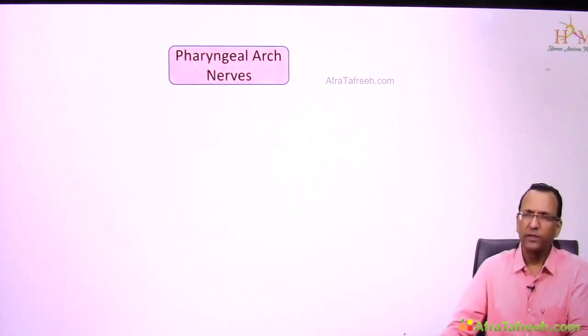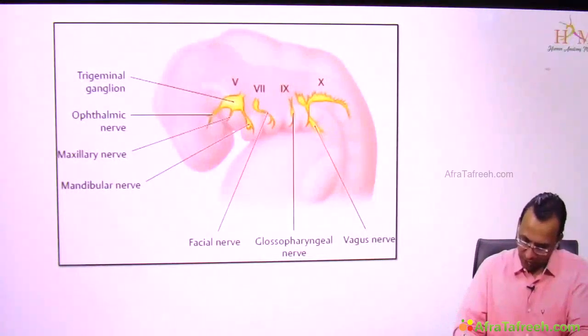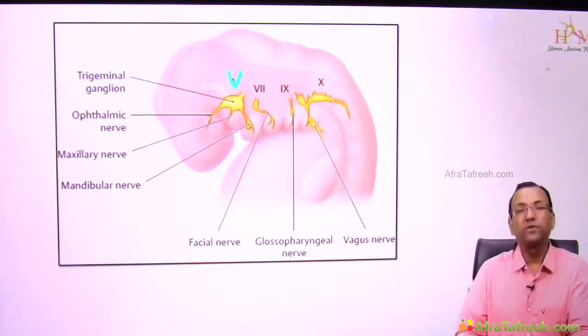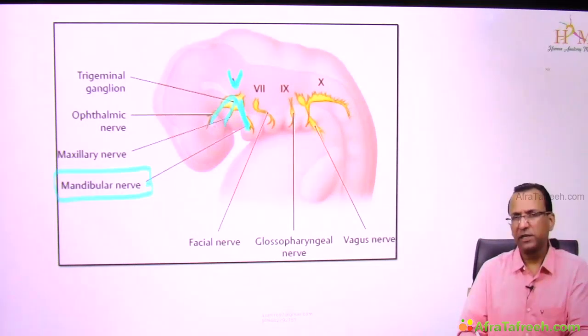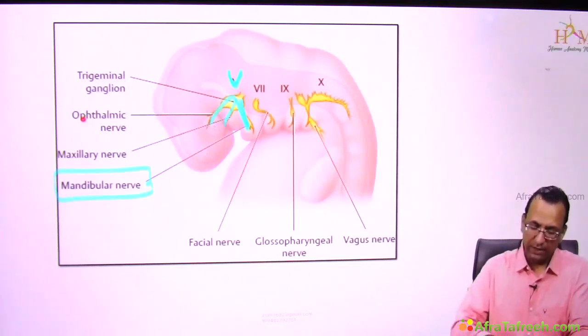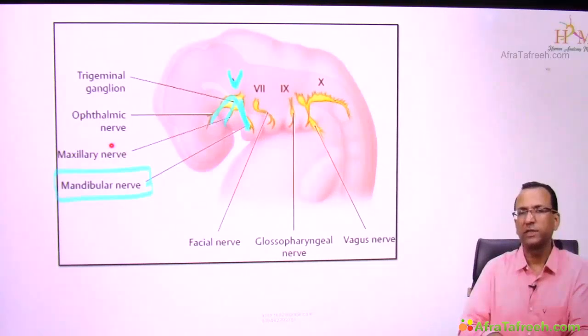You should remember some of the names, like you see in this diagram. The trigeminal nerve is the nerve of the first arch, especially the mandibular division. You're telling that trigeminal nerve has three? Yes, actually there is the ophthalmic division, the maxillary division, but if somebody asks you the first arch nerve, you should answer mandibular nerve, branch of trigeminal.